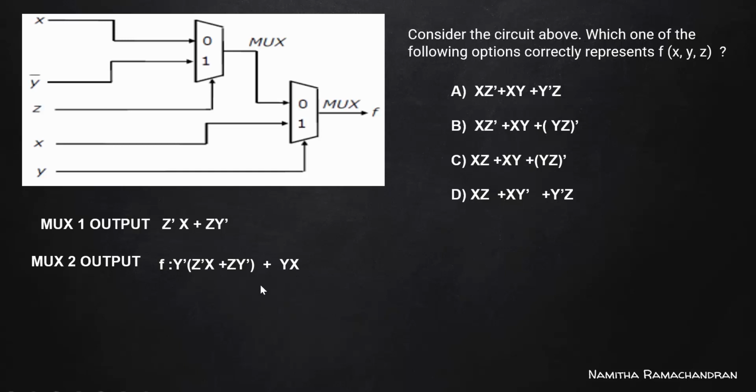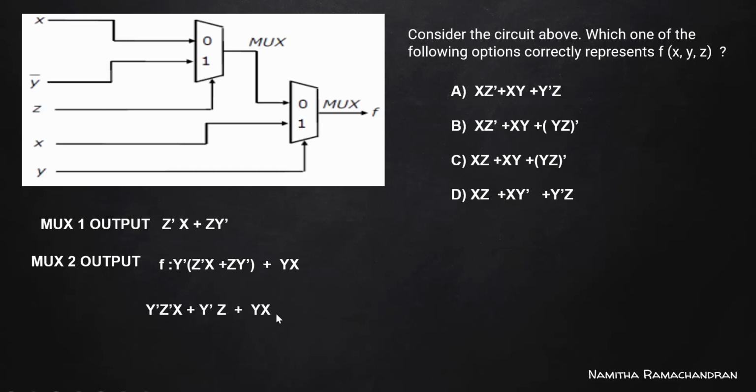This term is not directly present in the options, so we need to simplify this. We can distribute this Y dash here. Now it becomes Y dash Z dash X plus Y dash Z Y dash, that means Y dash Z itself, plus this YX. Again, this simplified form is not directly available. We need to simplify more. More than one simplification is possible here, but we need to get the exact one that will match with the given option.